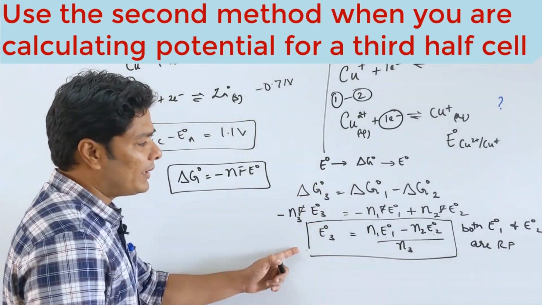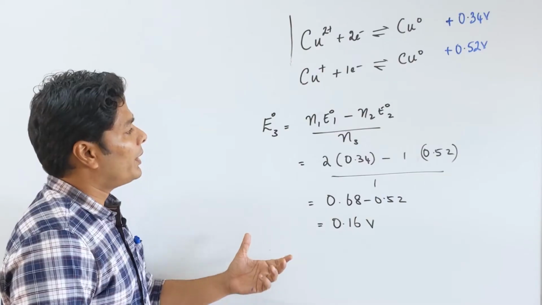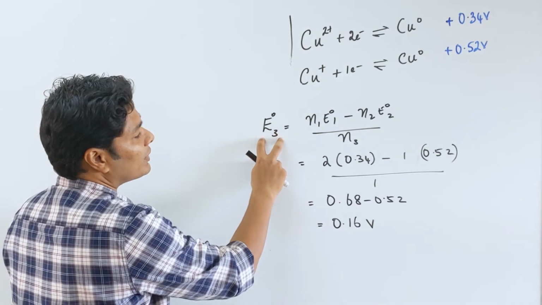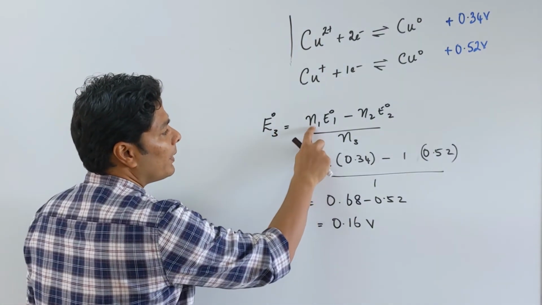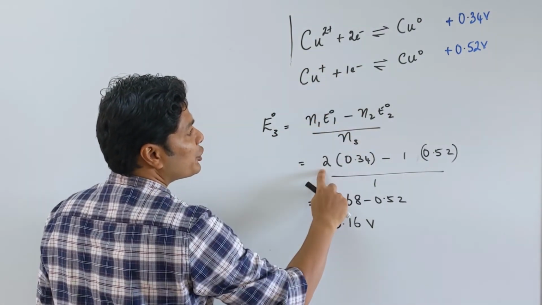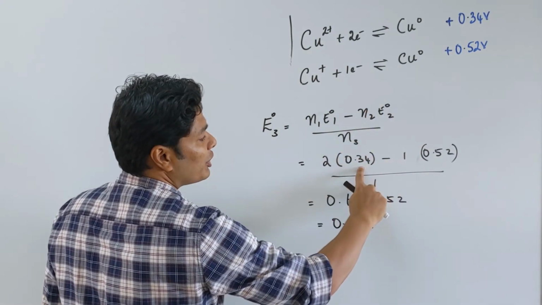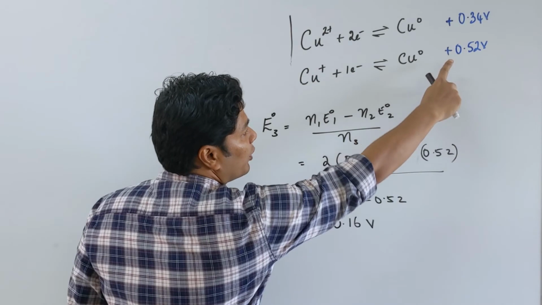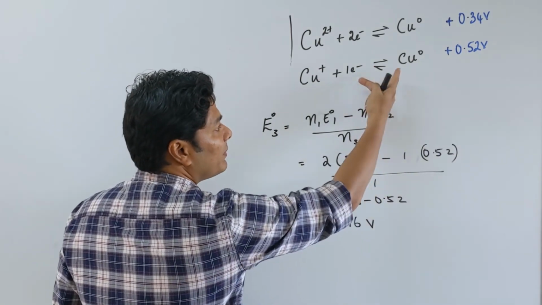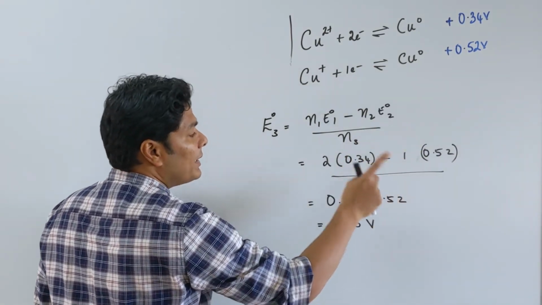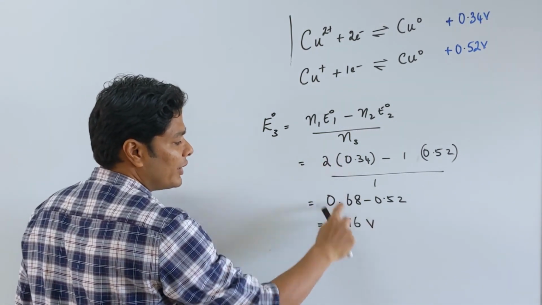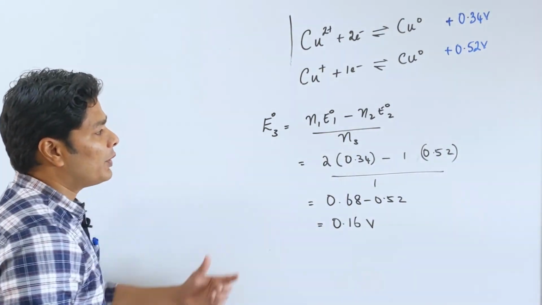Okay, this is how you do it, and this has come many times. Now what I have done is I am just making it clear on the board. So E0 3, we just got this formula. N1 is 2 electrons, so N1 is 2, E0 1 is the reduction potential 0.34, minus N2 is 1 electron times the corresponding 0.52. I didn't flip the equation, so I'm using a negative sign, divided by N3, Cu2+ going to Cu+, a 1 electron process, then you can do it. This is how you do this particular problem.